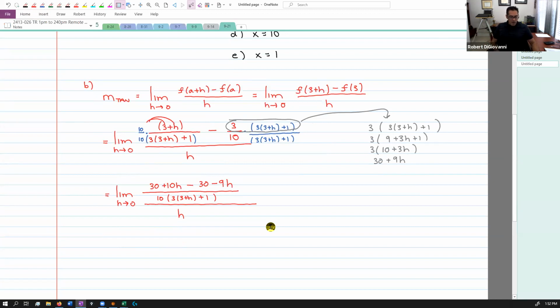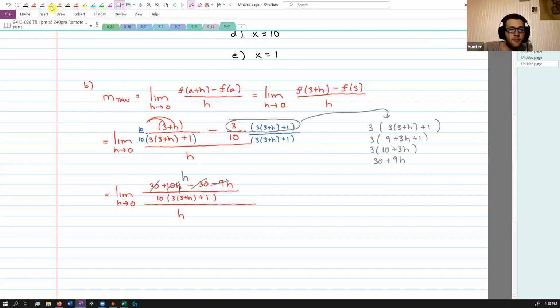Do we get good things on top? Yeah, we can cancel out everything but an h. The 30s go away, right? Those are gone. 10h take away 9h, that's 1h. So this and this together give me just an h up here. We cancel that with the h on the bottom. Now, when we cancel it on the top, there's nothing left on top, right? So we have to leave something there. It's left with the 1. Got to leave a 1 there.